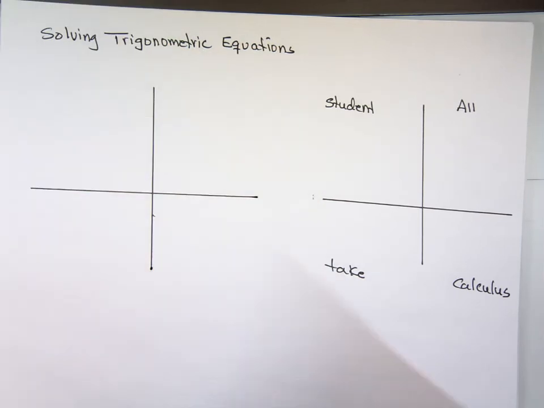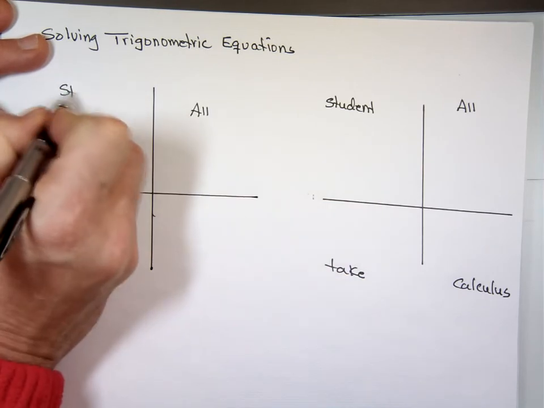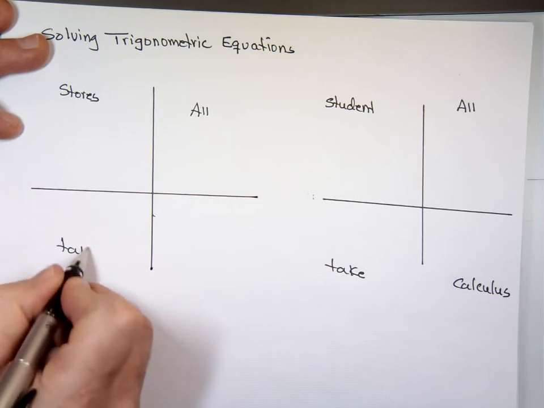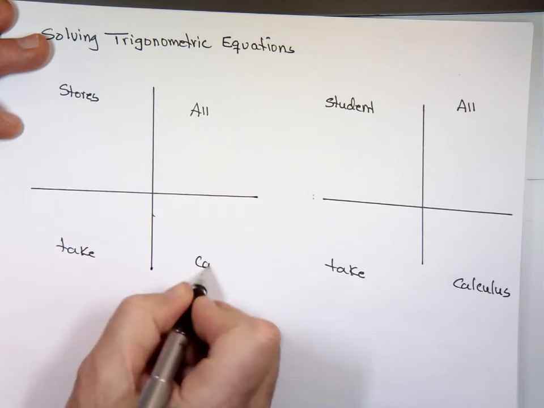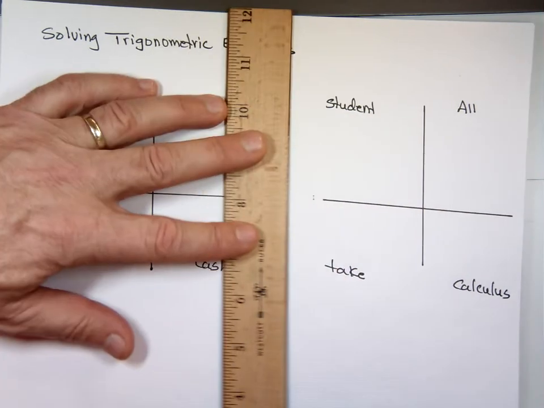You can write all stores take cash. What's the big deal about this? Let's talk about the first three trig functions, sine, cosine, and tangent. What this chart tells you is who is positive in which quadrant.